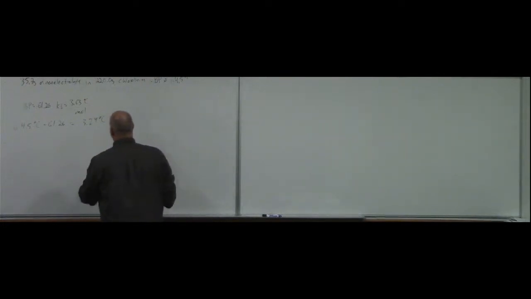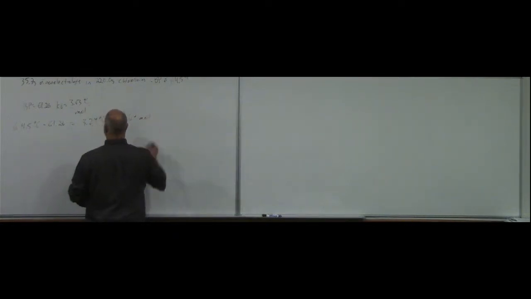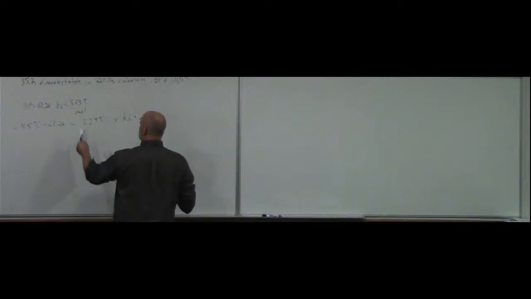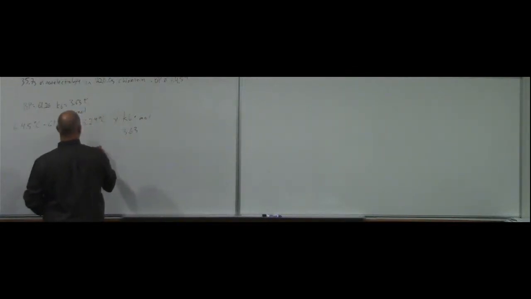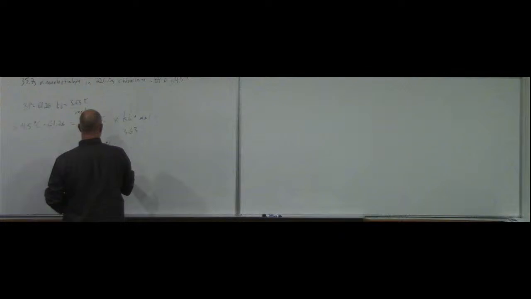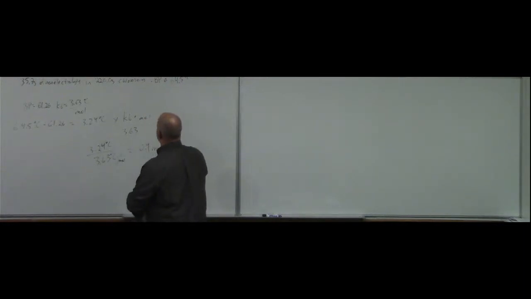Now my delta T, 3.24 degrees centigrade, equals my Kb times my molality. I know what my Kb is here because it's 3.63. So if I divide delta T by Kb, I'll be left with molality, right? So 3.24 divided by 3.63 equals 0.9 moles.